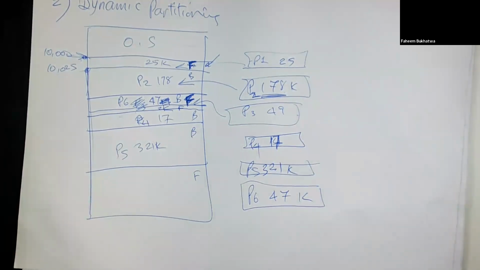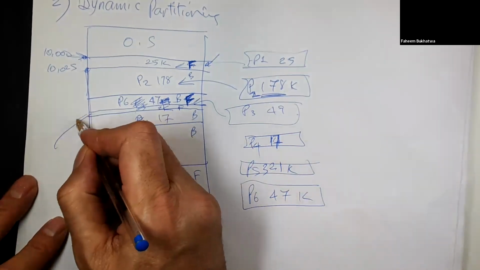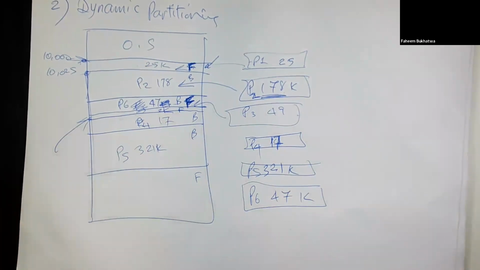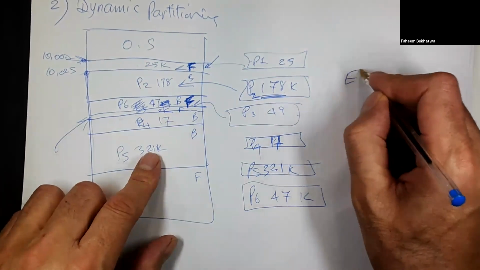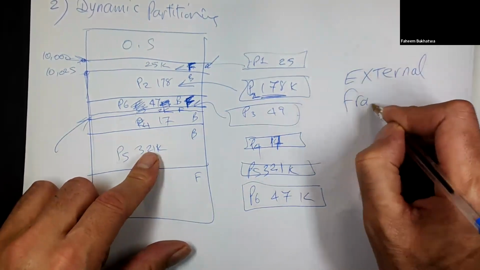2K is useless. It's no good for any program. But it doesn't belong to any program. It's free. It doesn't belong to anyone. It's like having a little room in a hotel that doesn't even have a bed in it, just a chair or a couch or something like that. It's no good. And if it's no good, then we call it another fragmentation. This is a different problem. They call this external fragmentation.